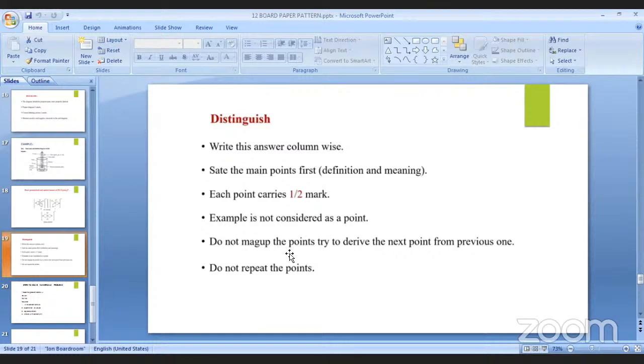Do not mug up the points. Try to derive the next point from the previous point. So keep a link. If you mug up, then you will forget. Just correlate the first point with the second point. Okay, correlation is important, and do not repeat the point. Writing the same point in different language will not give you marks. So whatever distinguish is given in the textbook, practice all those.